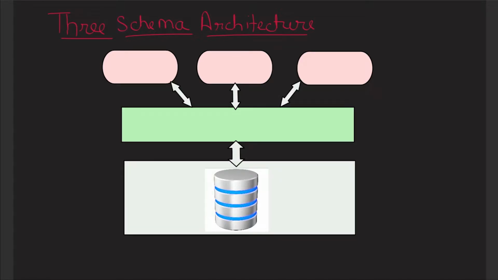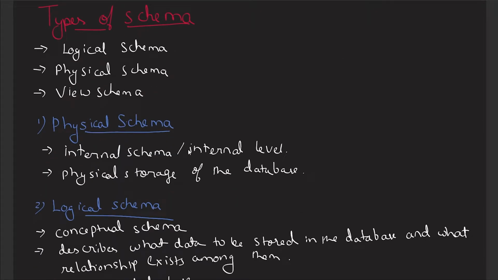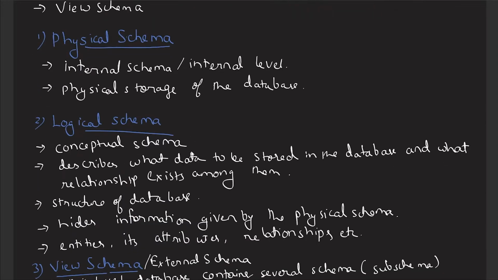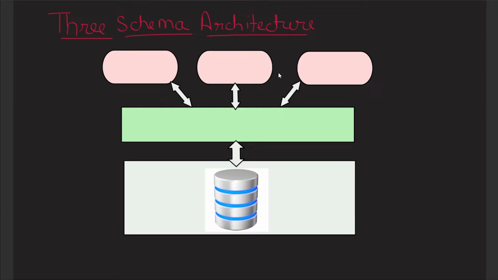Hello everyone. In this video, we will discuss the three schema architecture. In the previous video, we have already seen what the three schemas are. Now we will see how the three schemas, that is logical schema, physical schema and view schema, participate in the three schema architecture. So I have created this kind of figure.